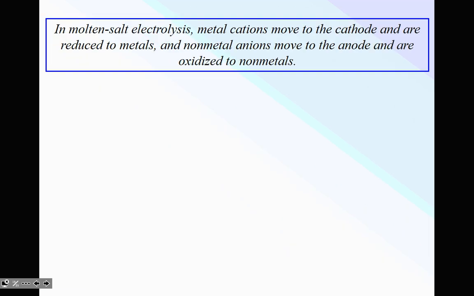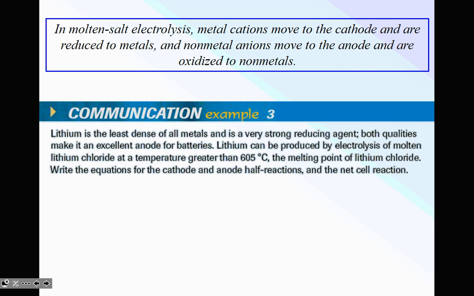So what we do is we take a look at molten salt electrolysis. Metal cations move to the cathode and are reduced to metals, and nonmetal anions move to the anode and are oxidized to nonmetals. So it's just telling you what happens when using electrolysis with molten entities.